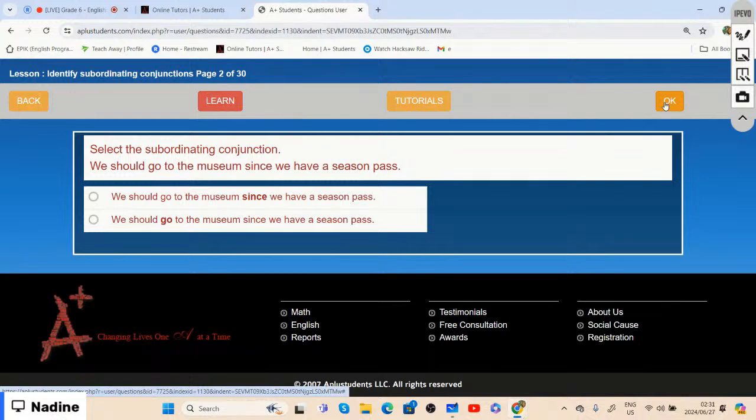All right, and if we were to identify our subordinating conjunction within that sentence, whether it is either since or go, then we'll go with since. Right, so we go with since.